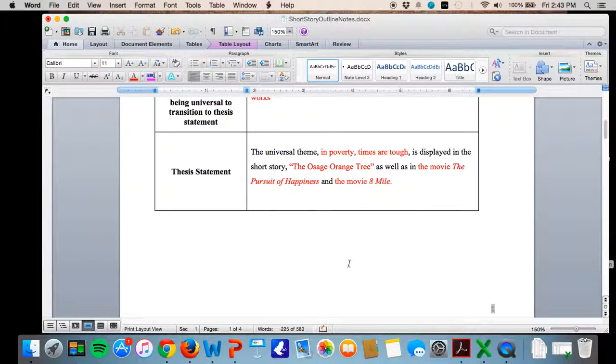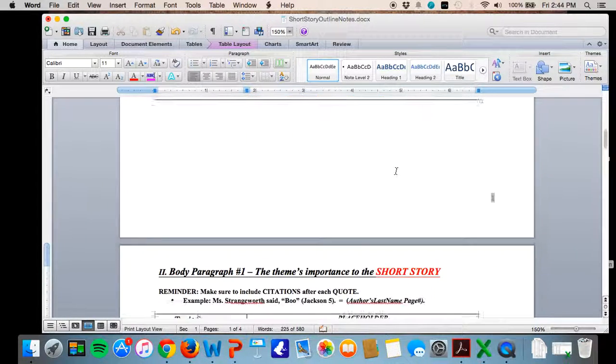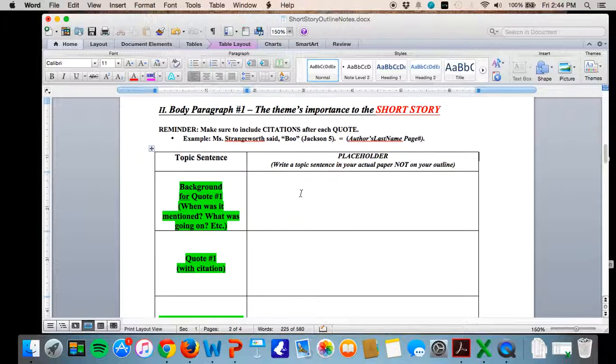So my theme, remember checking back to my thesis statement, is that in poverty times are tough. So I want to come up with an example of where that was seen in the story. One of the examples that we saw, we want to give some background for. So I'm going to tell right here in this box, I'm going to answer what was the background for this quote that we're going to pull in a second, meaning what is the example? What happened in the story? Give me like 2 to 3 sentences or 2 to 3 ideas about what's happening here.